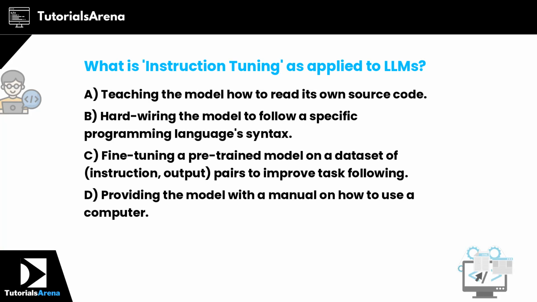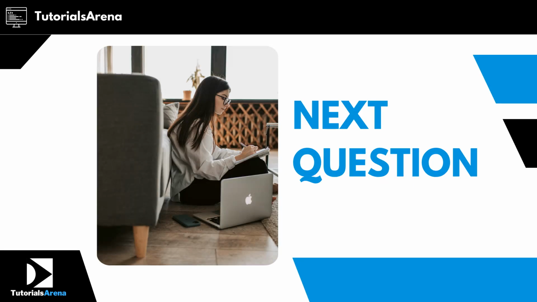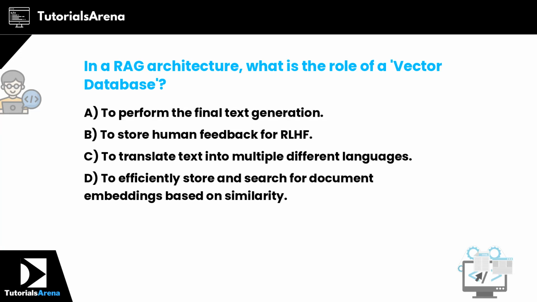What is instruction tuning as applied to LLMs? The correct answer is option C, fine-tuning a pre-trained model on a dataset of instruction, output pairs to improve task following. In a RAG architecture, what is the role of a vector database? The correct answer is option D, to efficiently store and search for document embeddings based on similarity.